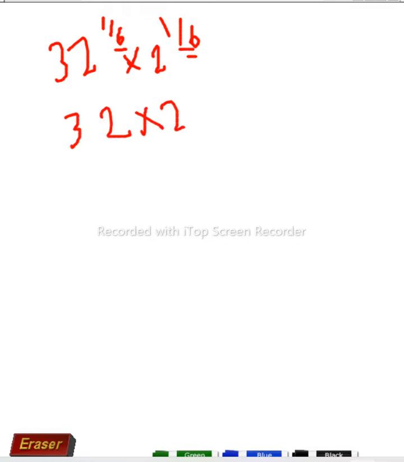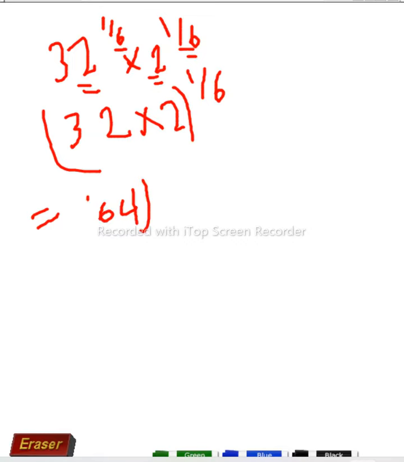Since they have the same exponent, 1 over 6, we write this again. 32 times 2 means 64. So 64 to the power of 1 over 6, because we have the common exponent 1 over 6 for both. 64 means 2 to the power of 6, because 2 times 2 times 2 times 2 times 2 times 2 gives 64.